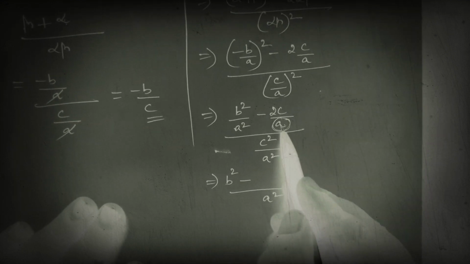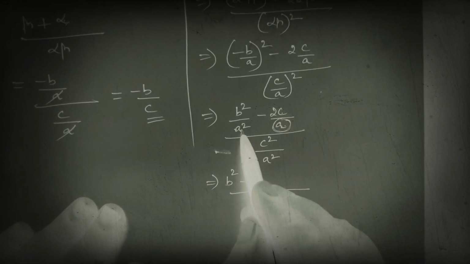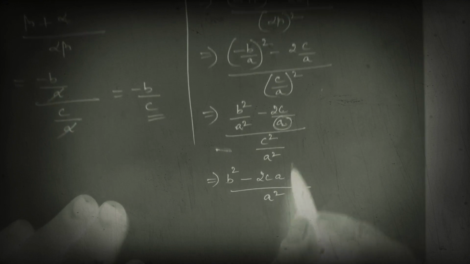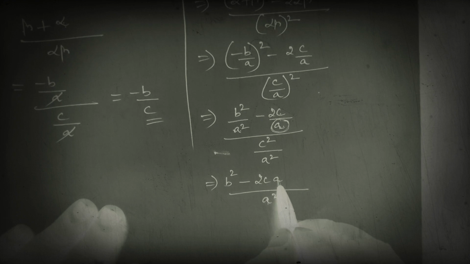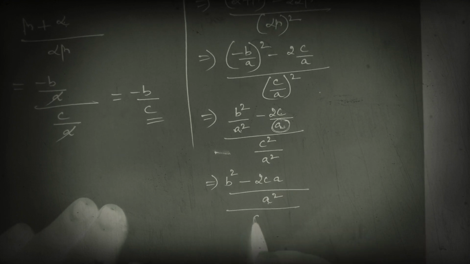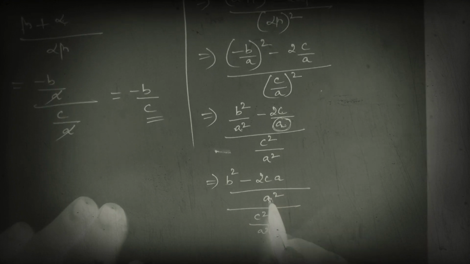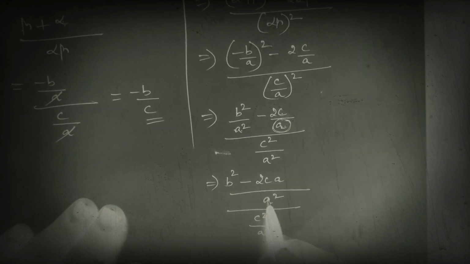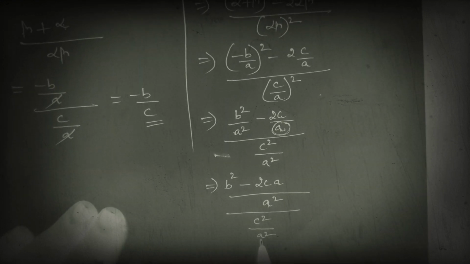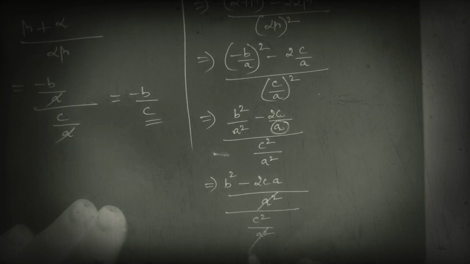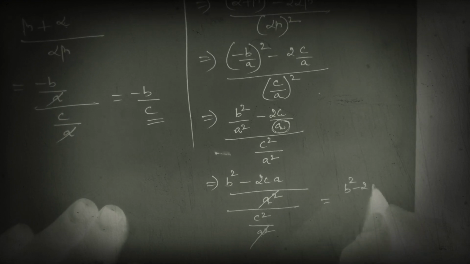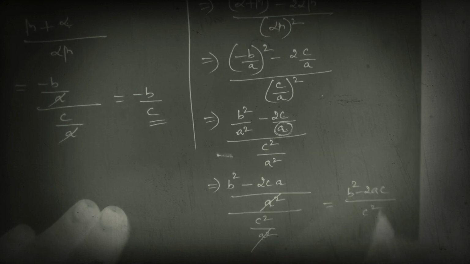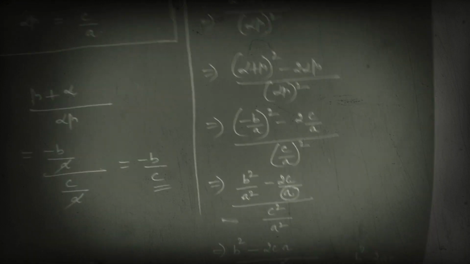Here the denominator is only a. So 2c into a, because we already have 1a. The denominator LCM is a square. So we are multiplying with 1a by c square by a square. This is the denominator for the numerator, and this is the denominator for the denominator. So both of them get cancelled. And your answer is b square minus 2ac by c square. Okay. Now, the next one.